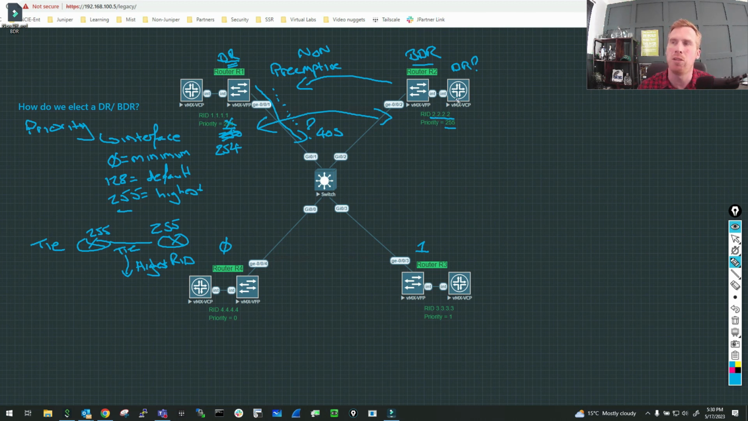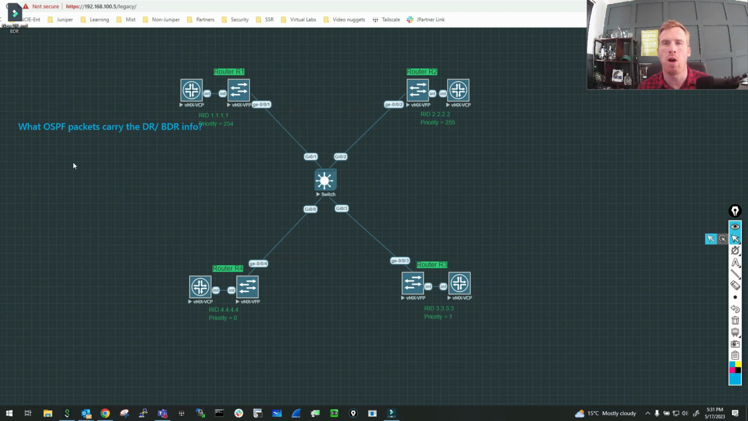The only way it would become the designated router is if R1 was to fall off, go completely off the network, power down, disconnected, etc., and then router R2 would become that designated router. And when R1 comes back into it, it would then become that backup designated router. So the next question is, what OSPF packets carry that information about that designated router and maybe the backup designated router?